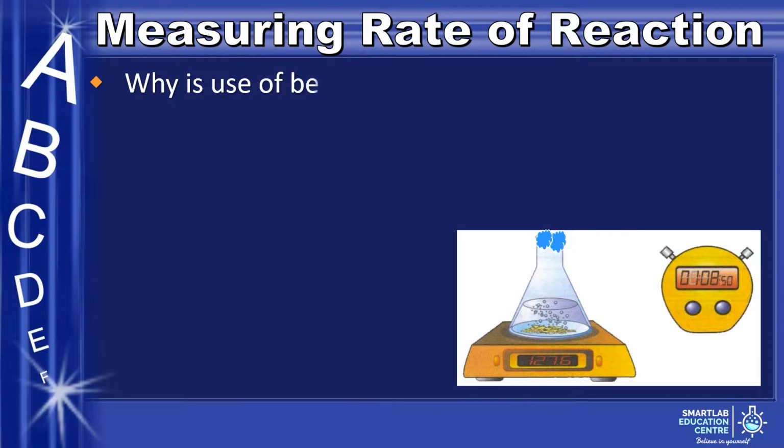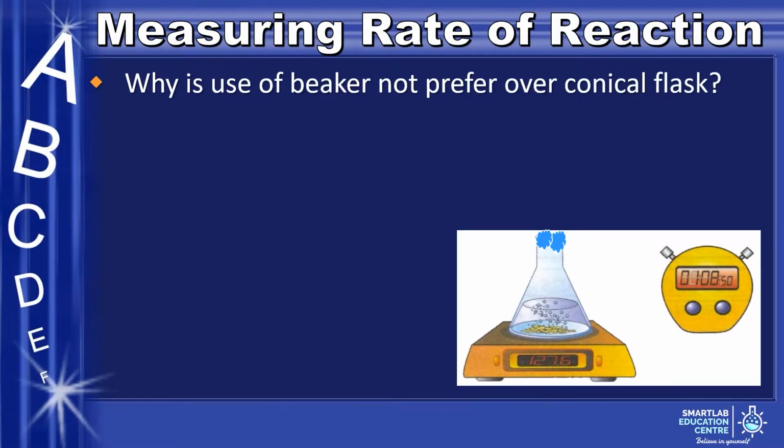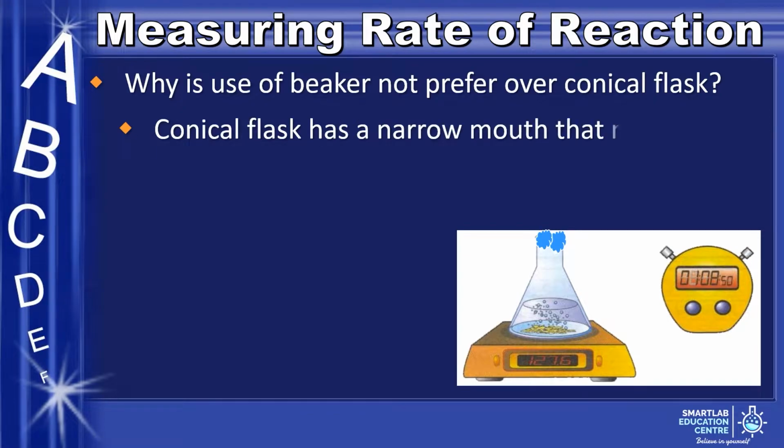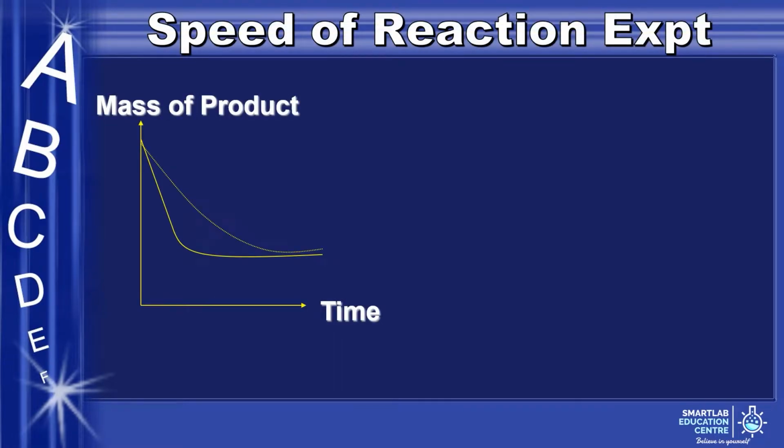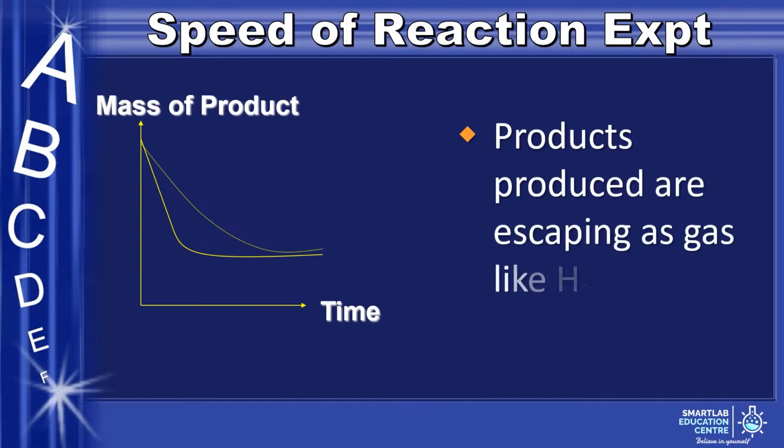Why is the use of beakers not preferred over conical flasks? It is because conical flasks have a narrow mouth that makes acid spraying difficult. The reason why the mass recorded decreases is because products produced are escaping as gases like hydrogen and carbon dioxide.